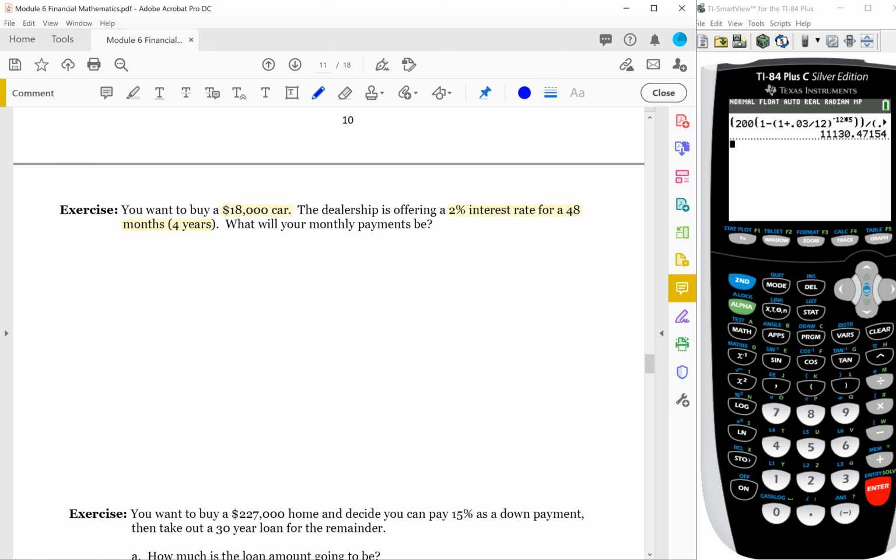Okay, so here we're not given the formula exactly as we need it. Now we are given this formula. It says P, remember P is your initial balance, is equal to your payment times 1 minus 1 plus your interest rate divided by the number of times you compound interest per year, raised to the negative KT, all divided by R over K.